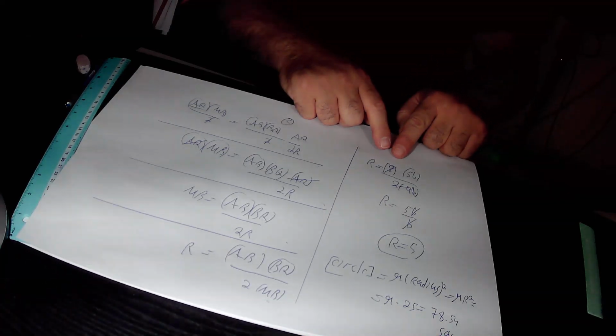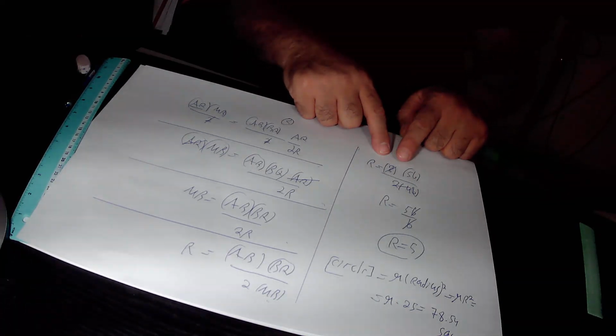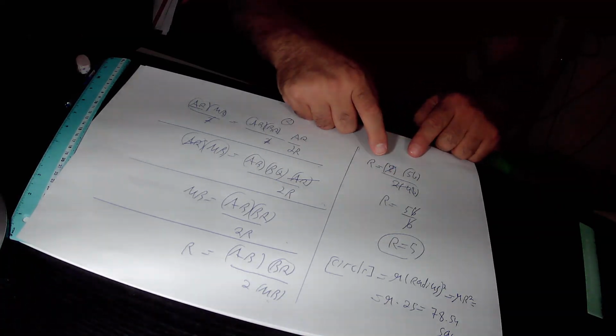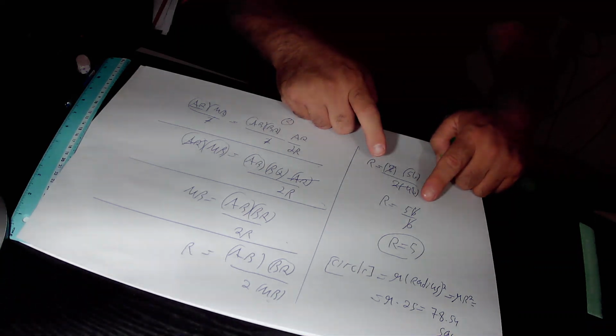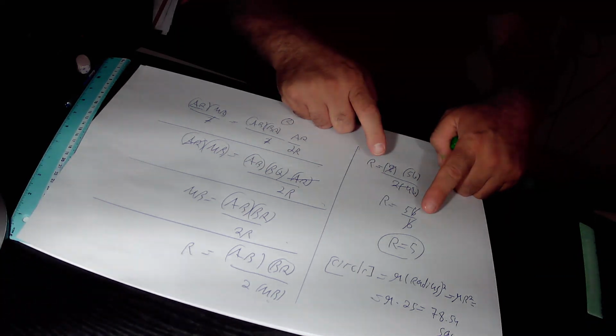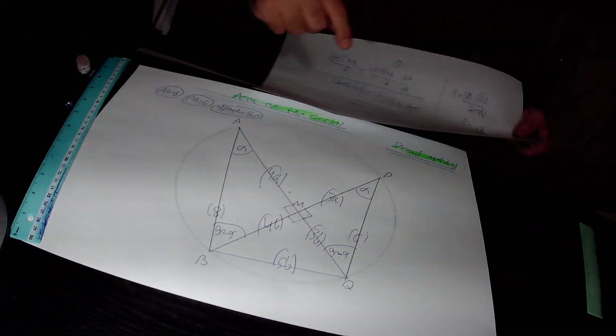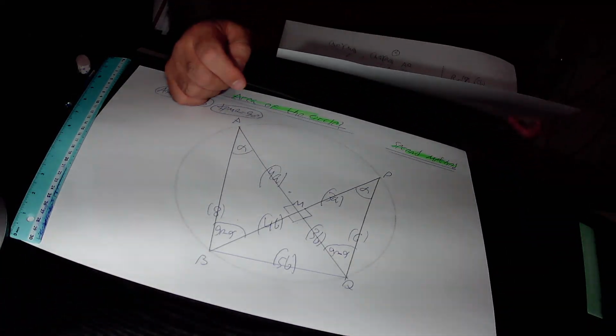We have 8 in the numerator, and 2 times 4 is 8, so 8 over 8 is 1. So 8, 2 and 4 will get cancelled, and we are left with R equal to 5B over B. B over B is 1, so R equals 5. So we found that the radius of this circle is R equals 5 units in length.